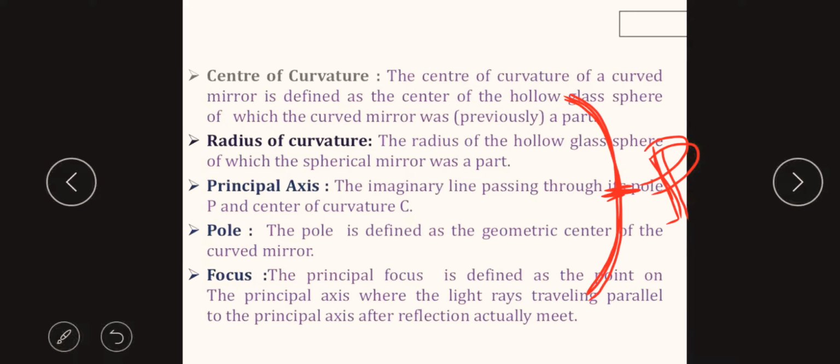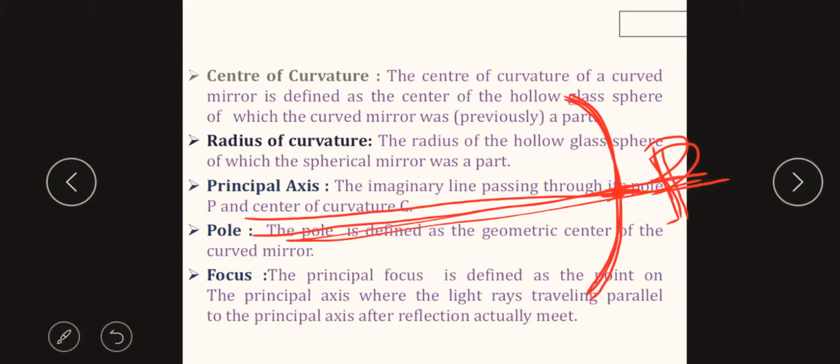And the principal axis is the imaginary line passing through the pole P and the center of curvature. See, this is the principal axis. The principal axis is the imaginary line passing from the center of curvature to the pole. This is what we call the principal axis.